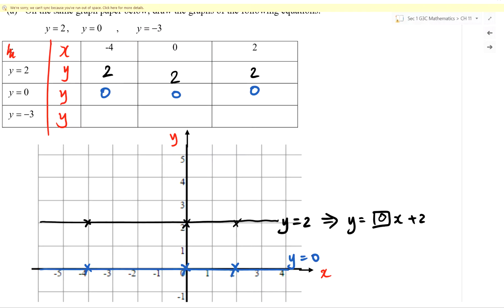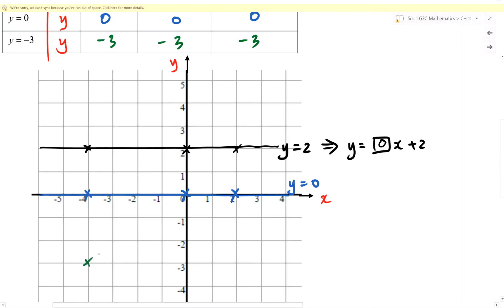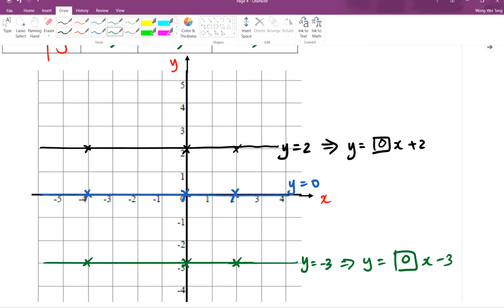Does this bring back memories when I tell you about level 2, level 0? Same thing. Level 0, level 2. And the last one? -3, -3, -3. For all these cases, y equals to blank x minus 3. This is all 0. The gradients of all these horizontal lines are 0.